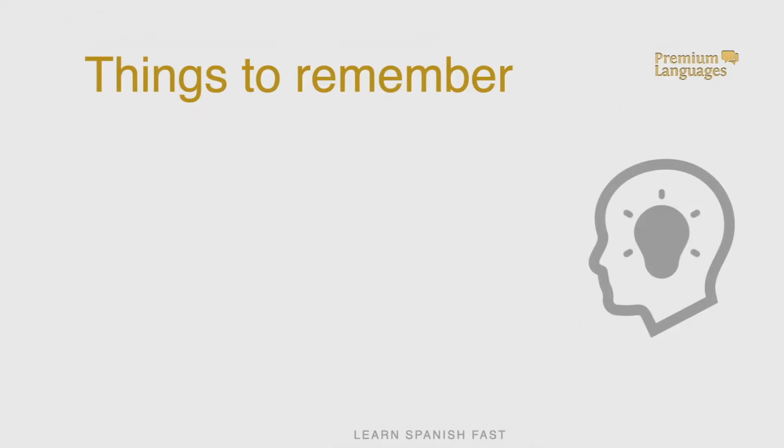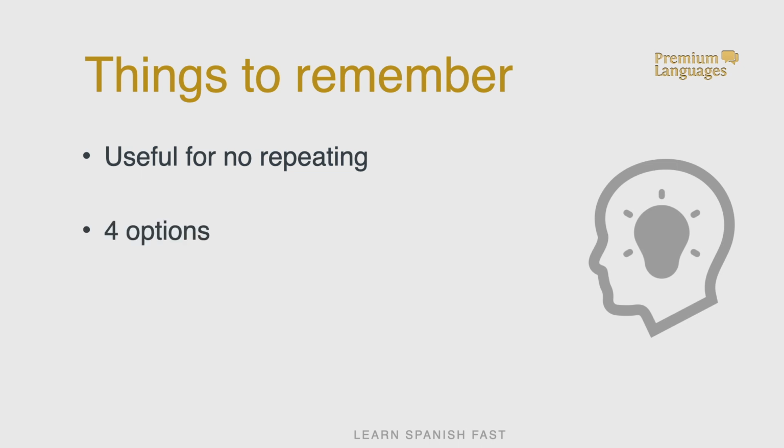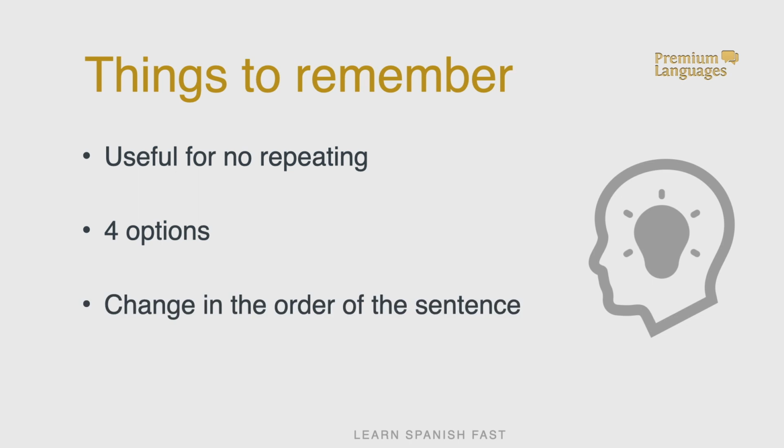So the things to remember in this unit are that the pronouns are very useful for not repeating things that have been previously mentioned in the conversation. That we have four options, lo, la, los, and las. In English, we have two, it and them. And there is a change in the order of the sentence because we use the pronoun before the verb in Spanish.